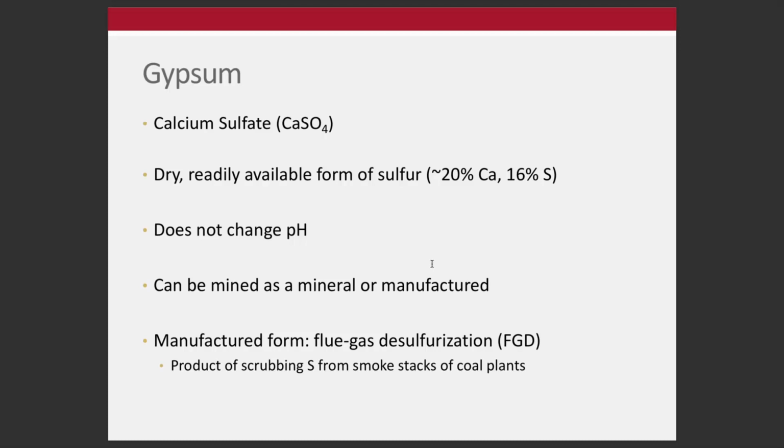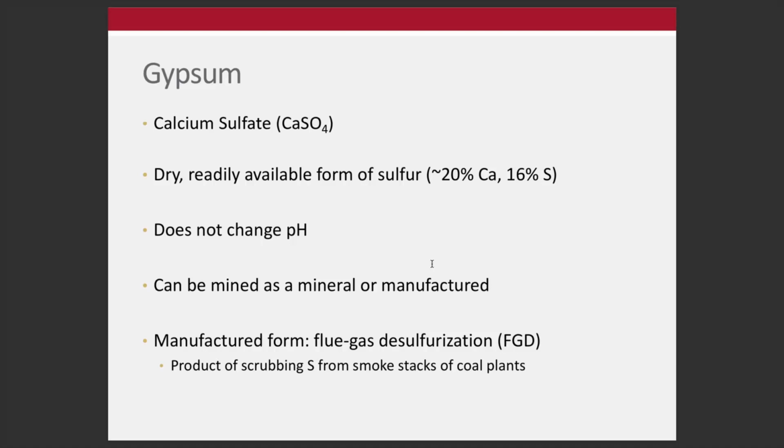People often will apply gypsum as a calcium source, and because of that, they mistakenly lump it together with limestone. Gypsum is a neutral salt, so it actually doesn't change pH. This is a very common misconception, that you apply gypsum and it increases your pH just like lime would. That's not the case. Gypsum can either be mined as a mineral or it can be manufactured.